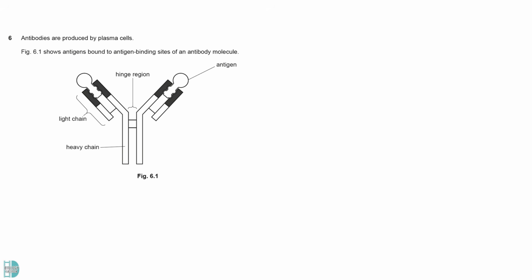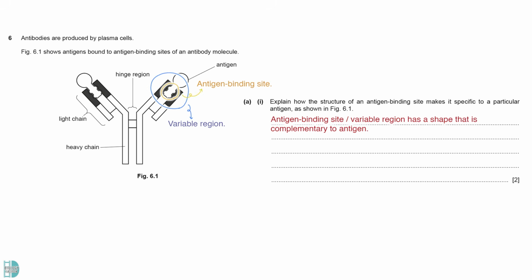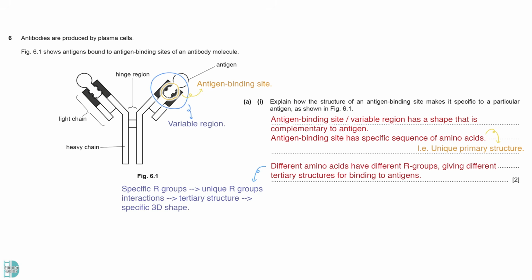Figure 6.1 shows an antibody molecule. A1. Explain how the structure of an antigen binding site makes it specific to a particular antigen. The antigen binding site is found in the variable region. It has a shape that is complementary to a specific antigen. It has a specific primary structure. In other words, there is a unique sequence of amino acids in that region. Different amino acids have different R groups, leading to a variety of R group interactions. These give rise to specific tertiary structures, hence the 3D shapes for the binding to antigens.